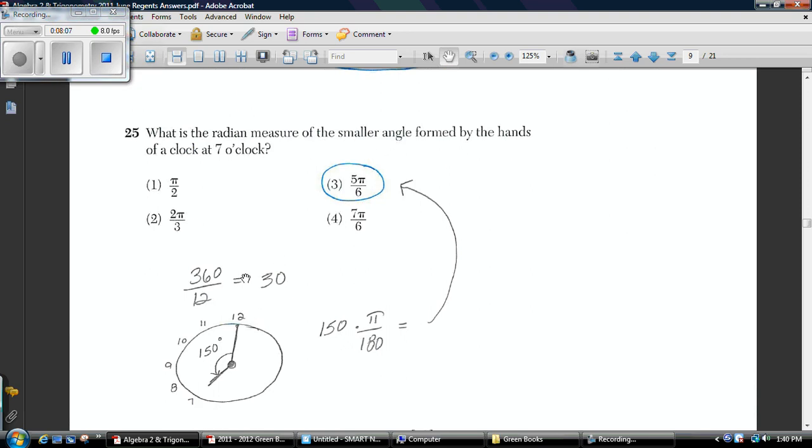What's the radian measure? Oh, well, here we go. Here's a clock. There are 360 degrees to a circle or to a clock. That means that 360 divided by 12 little segments is 30 degrees for each segment. So this is 30, 60, 90, 120, 150 degrees. And 150 converted into radian form, you just multiply by pi over 180, is 5 pi over 6.